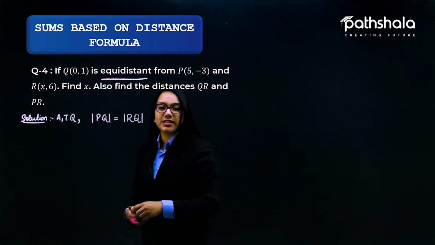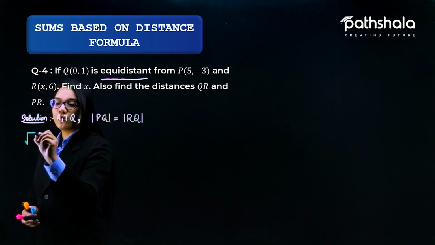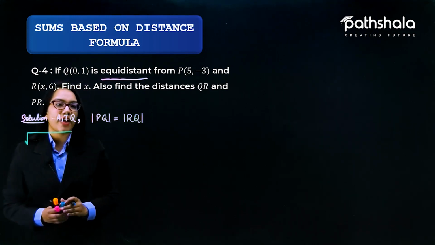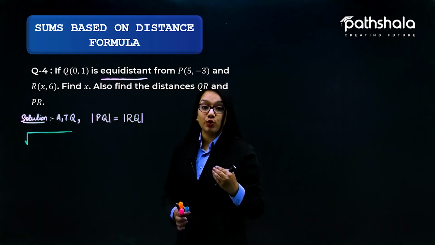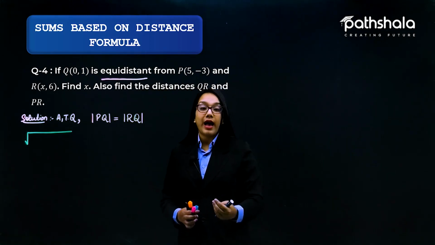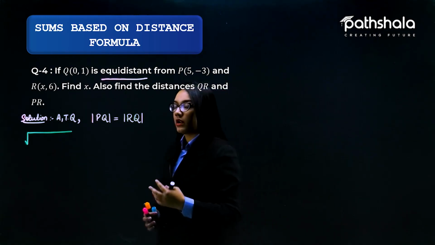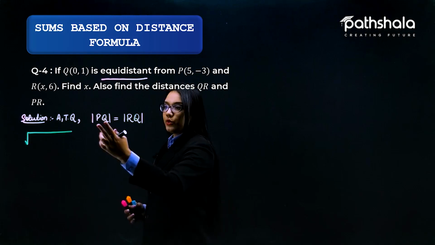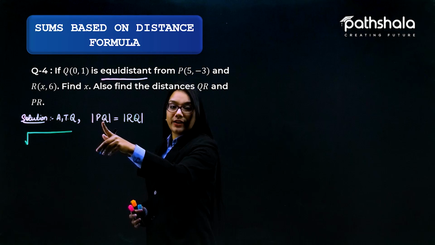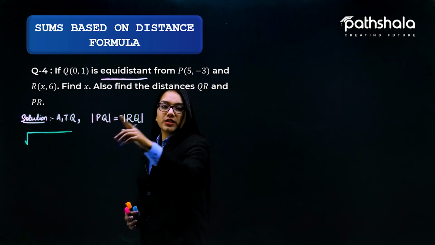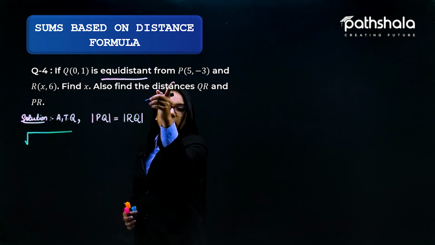So let's apply the distance formula. What is the distance formula? It is the square root of (x2 minus x1) whole square plus (y2 minus y1) whole square. I am taking the coordinates of Q as x2, y2 and the coordinates of P as x1, y1. Always remember, whenever I write the PQ distance, I am taking P as x1, y1 and Q as x2, y2.